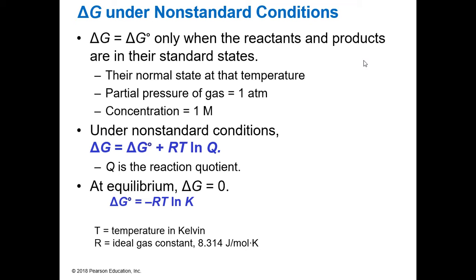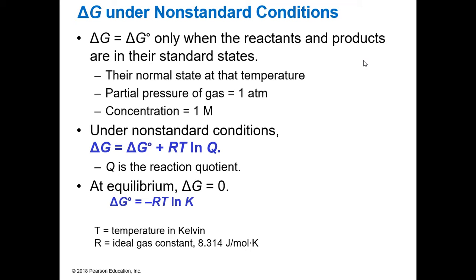If we're under non-standard conditions, so our delta G naught, right, is equal to delta G when we are under standard conditions. So they're at their normal state temperature, right? They're at 1 atm of pressure, 1 molar concentration. If we're not under standard conditions, we do have an equation that relates delta G naught plus RT ln of Q, because Q is when we're not at equilibrium, right, to our delta G. Q is our reaction quotient.